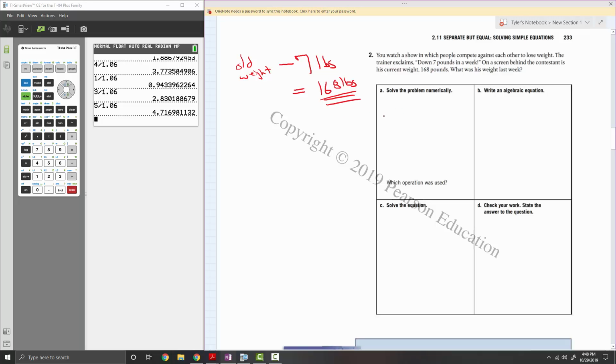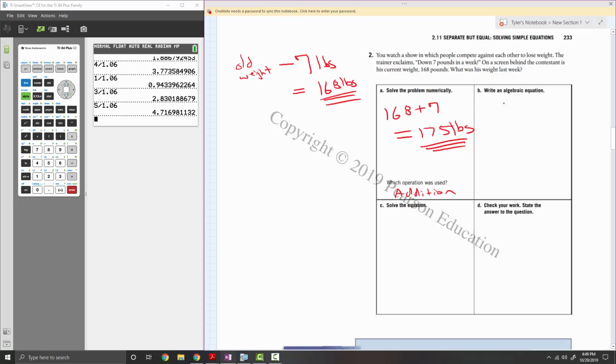So if I want to think about solving this numerically, I need to take the smaller weight, 168, and add in the weight that I lost, and this will give me 175 pounds. That's the weight that the person was previously. So we can just solve that numerically. It says what operation was used. Well, we used addition.